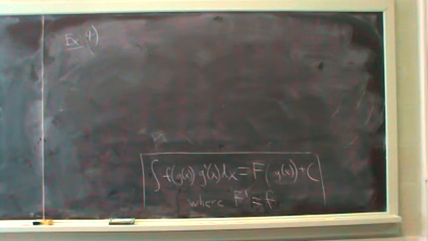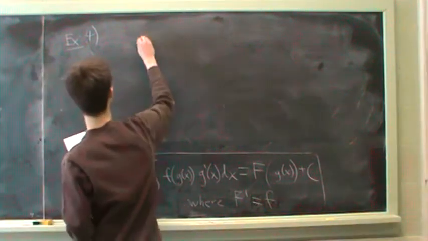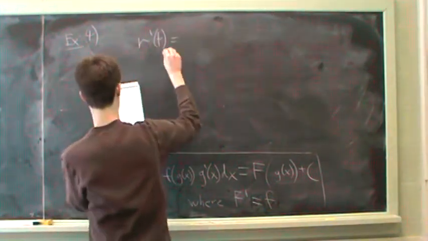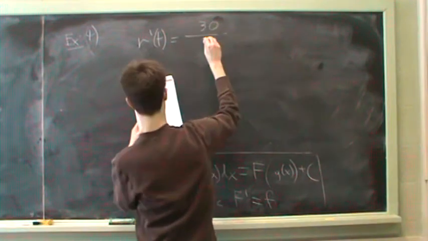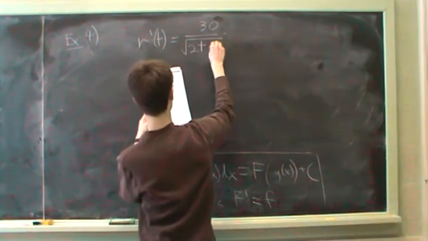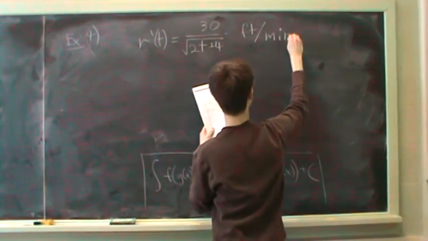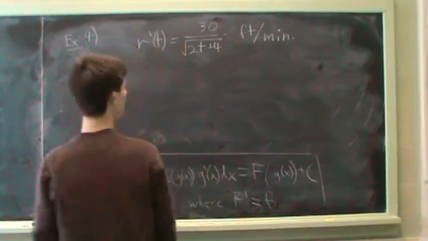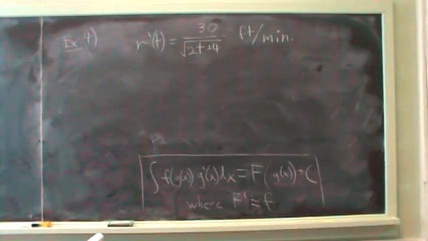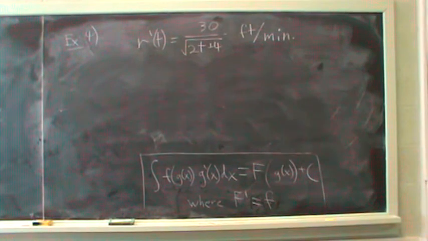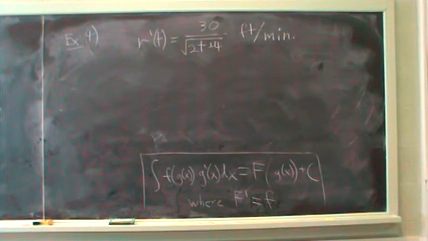It says, in calm waters, the oil spilling from the ruptured hull of a grounded tanker forms an oil slick that is circular in shape. If the radius r of the circle is increasing at a rate of r prime equals 30 over the square root of 2t plus 4 feet per minute, and that is the rate t minutes after the rupture occurs, find an expression for the radius at any time t.